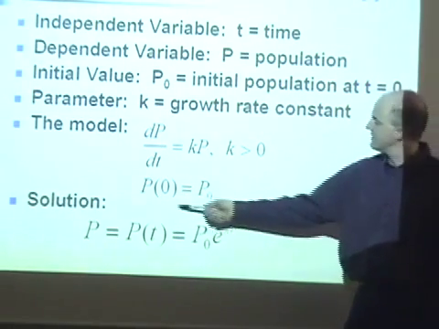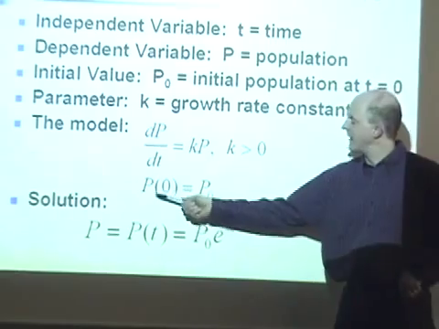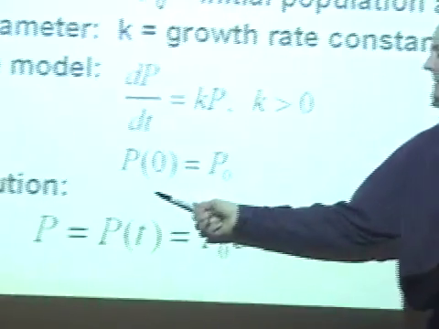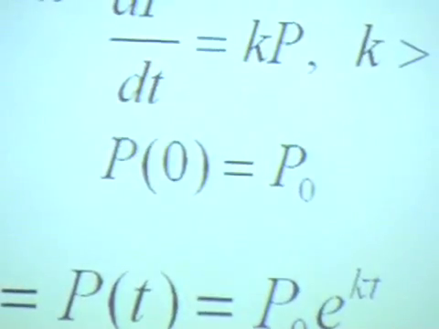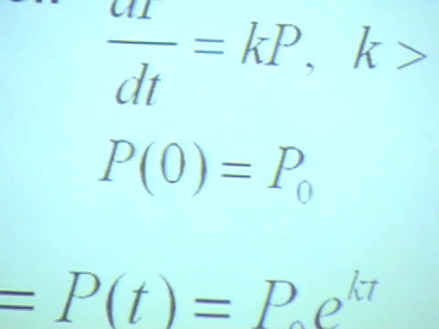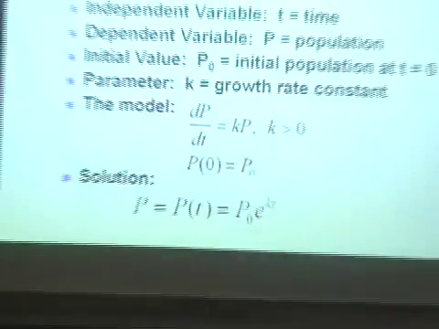We add this condition. This is function notation over here. It's not P times 0, it's P of 0. P is a function of t. And so sometimes, well, let's see, where did my black marker go?